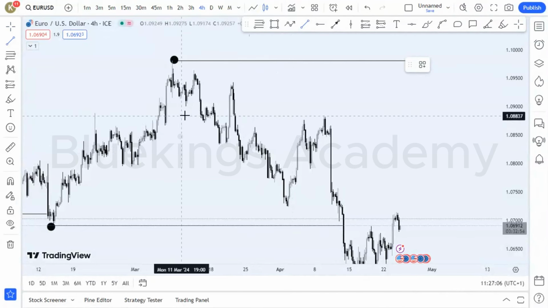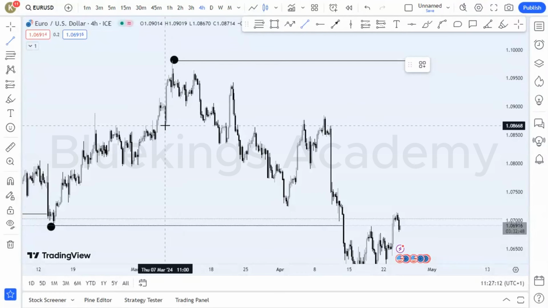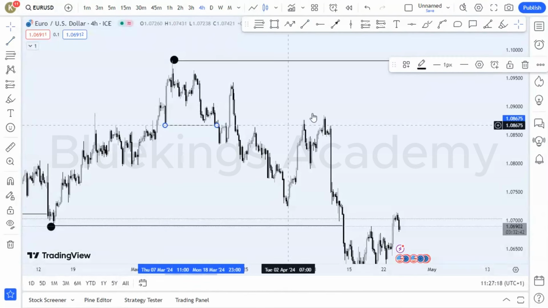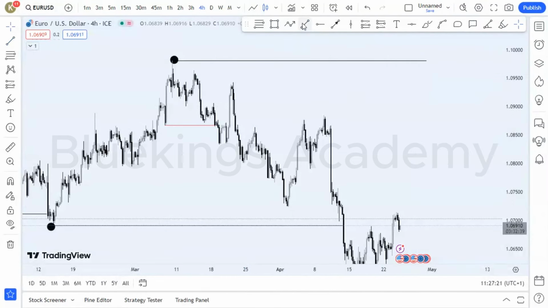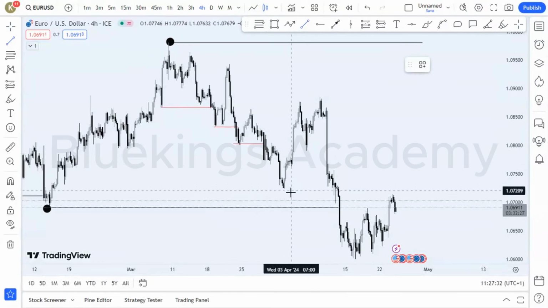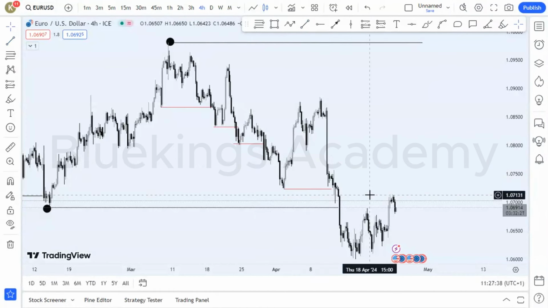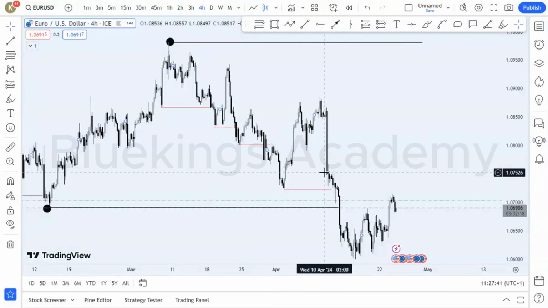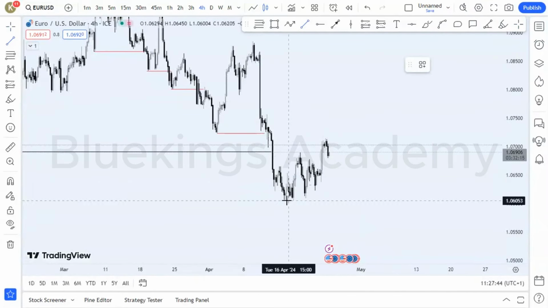Okay, so it's simple. This low led to this high. So I'm going to do it this way. It's very simple. So this, we'll have red. When price broke it, this is another red. This low leads to the break of the structure, so that's red. This is red, and this is red.